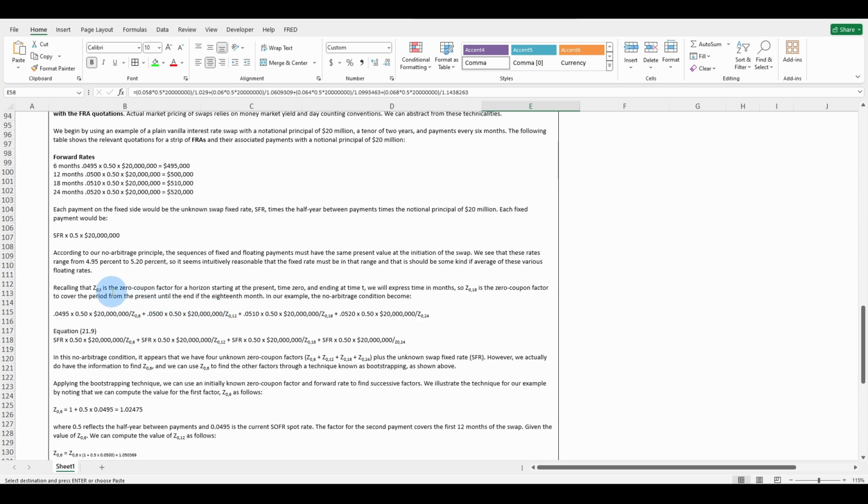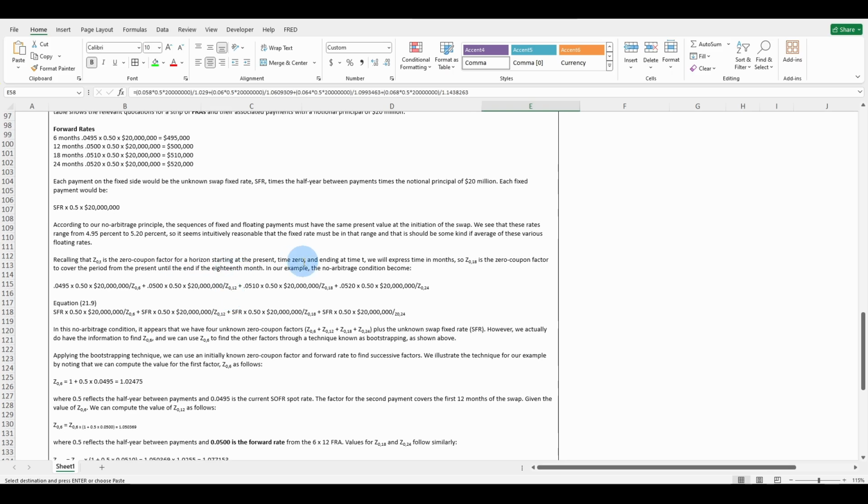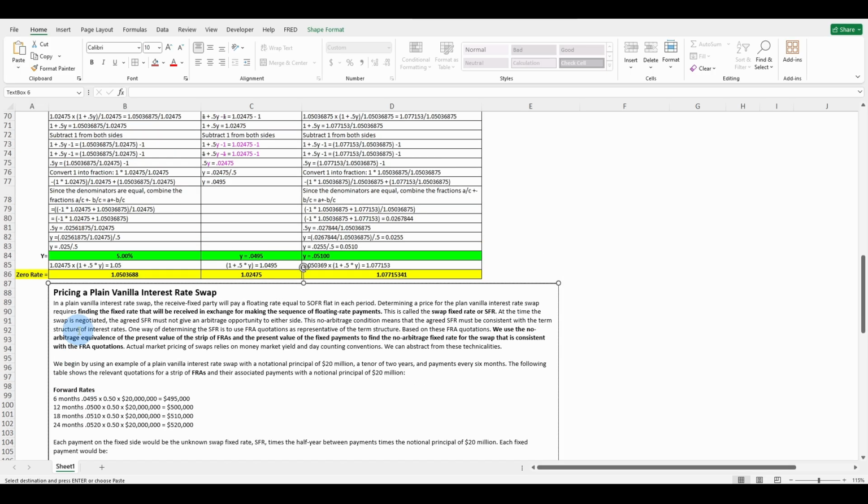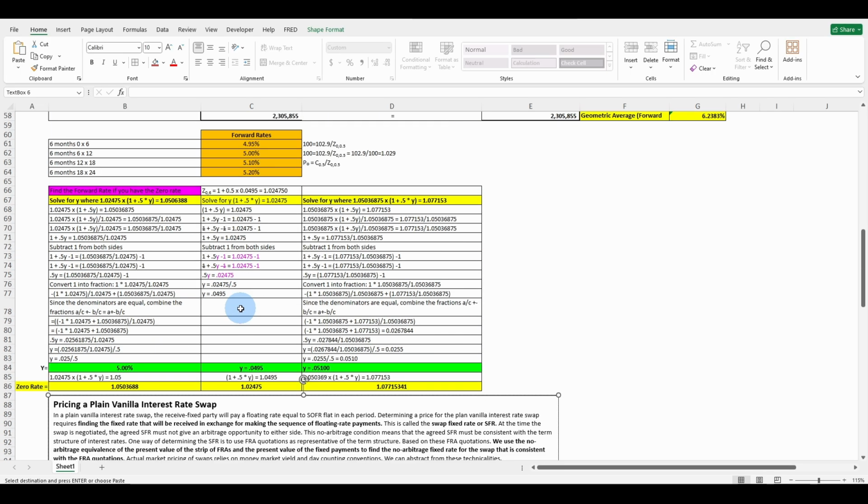Recalling that Z0(t) is the zero coupon factor for a horizon starting at the present time 0 and ending at time t, we will express time in months. So Z0(18) is a zero coupon factor to cover the period from the present until the end of the 18th month. In our example, the no arbitrage condition becomes 0.495 times half a year, 20, and so on and so forth until the 24th month. These rates, the 495, come from these forwards right here.